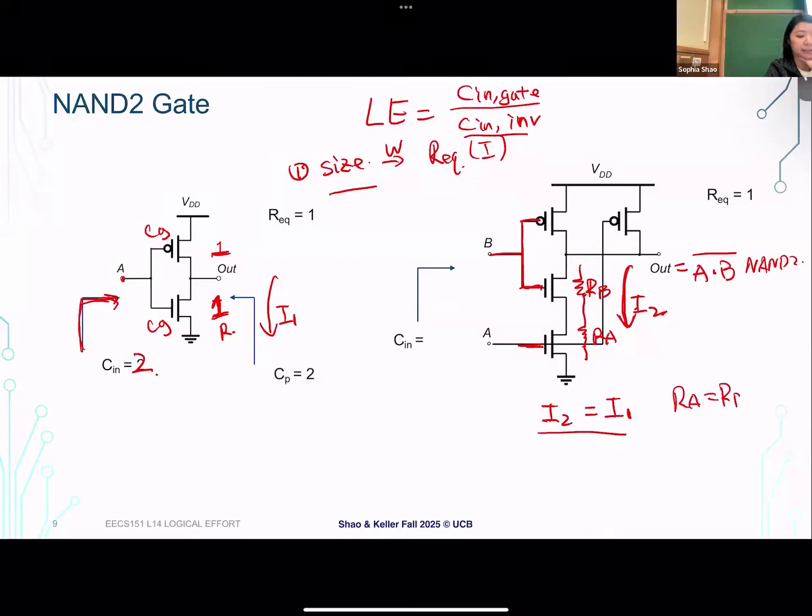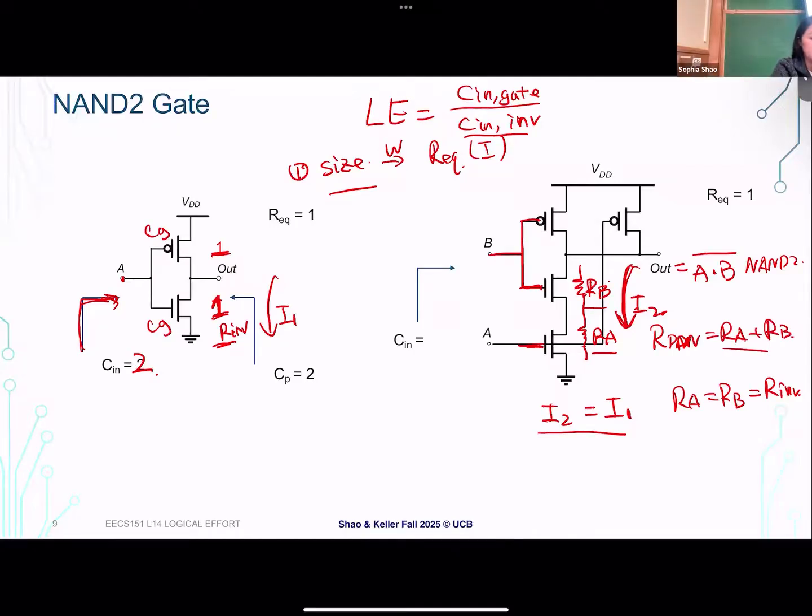So let's say RA and RB, we size them the same. What's the relationship between R here compared to our inverter? They should be the same as the inverter here. So in this case, what's the overall resistance of my pull down path? I have 2R here. So my overall resistance of my pull down network is RA plus RB, right?